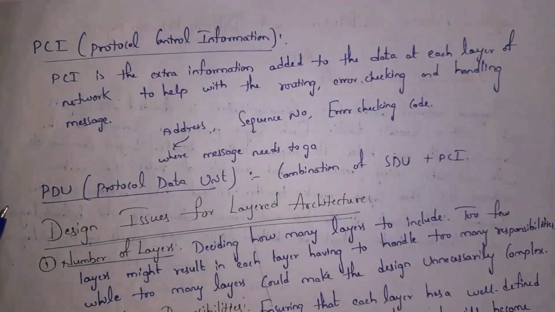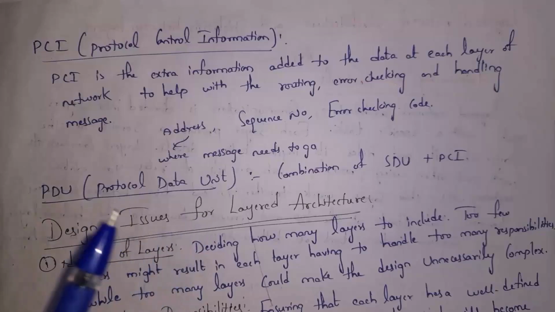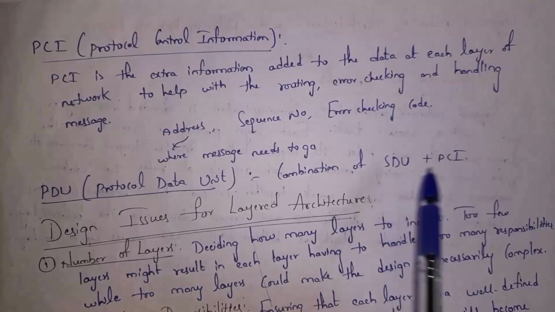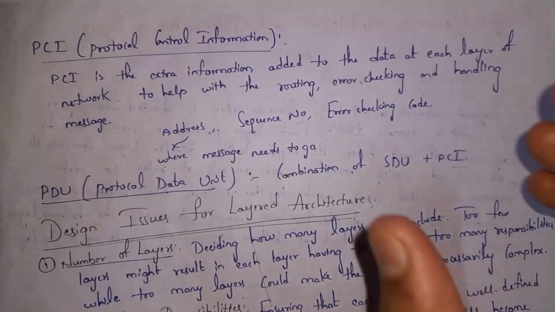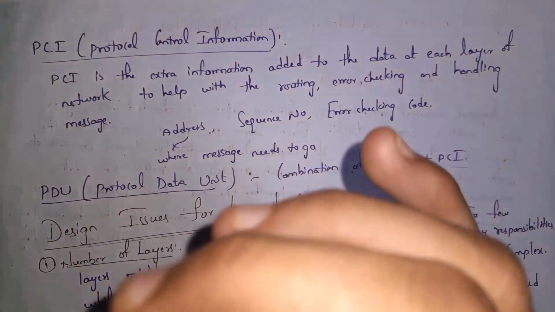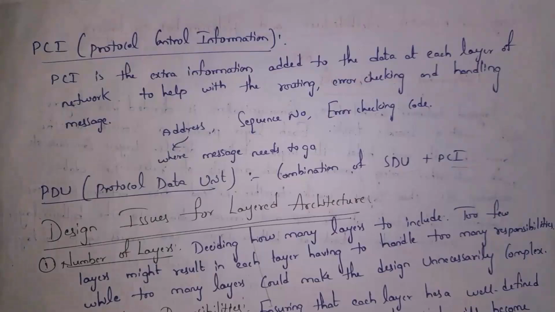And the next component is PDU, that is Protocol Data Unit. That is the actual data plus extra data. If we combine both of these, then we call it a Protocol Data Unit. Shortly we call it PDU.